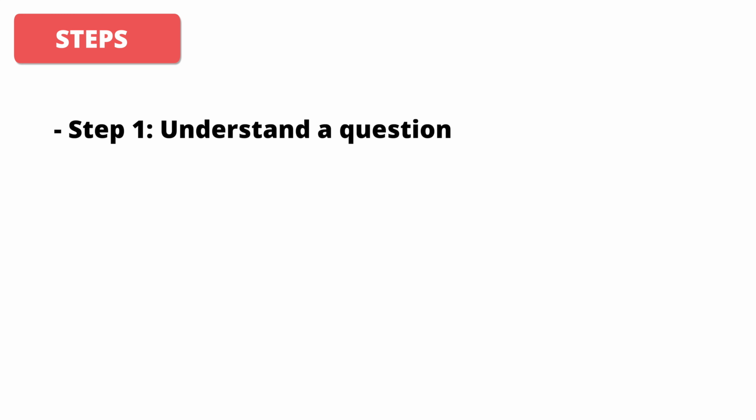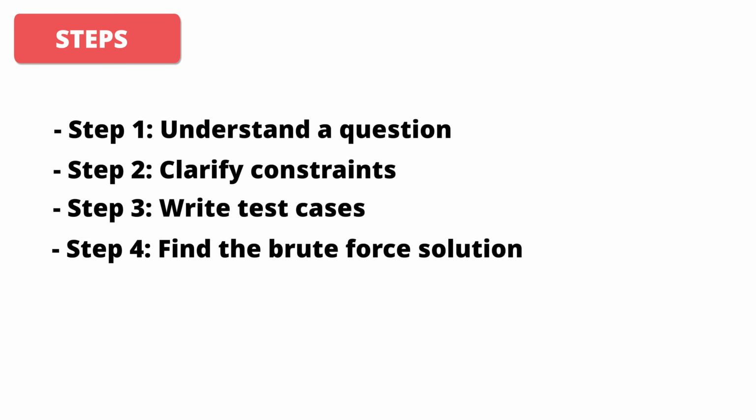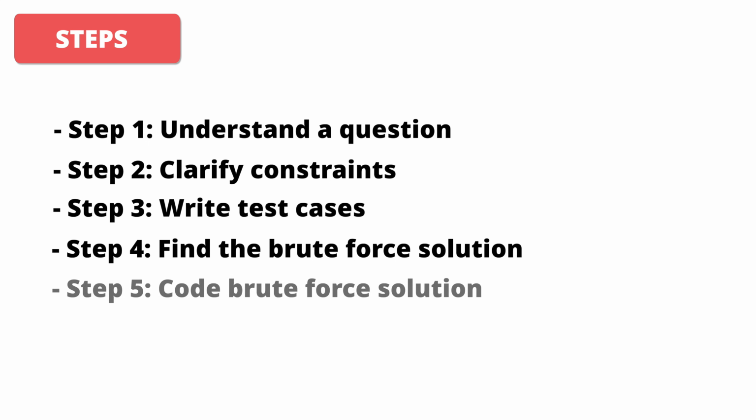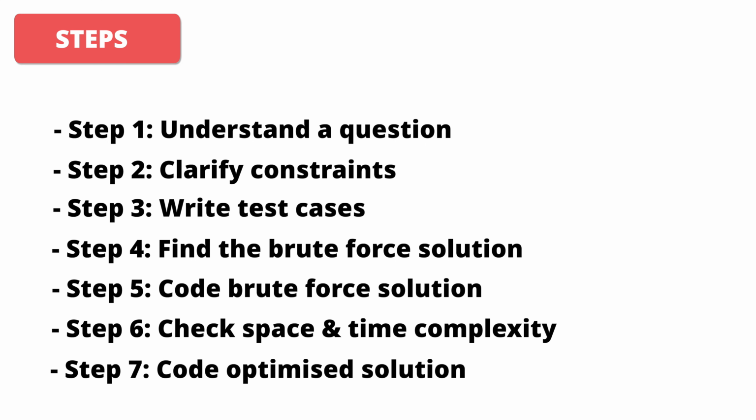So let's sum up all the steps. They are crucial, and if you stick to them, you will be golden. Step number 1, understanding the question. Step number 2, asking about constraints. Step number 3, write some test cases. Step number 4, find the brute force solution without writing code. Step number 5, code the brute force solution. Step number 6, checking space and time complexity. Step number 7, coding a performance solution and rechecking time and space complexity. So this is the roadmap for how to solve all algorithmic questions in the interview.